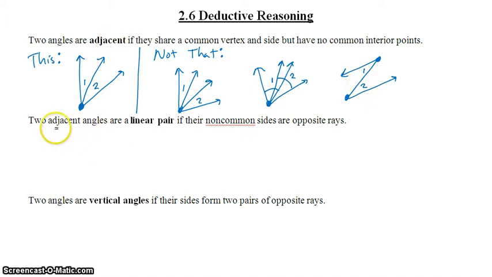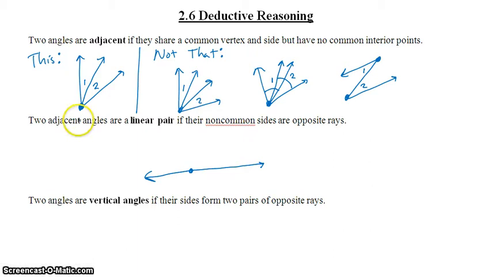A more specific type of adjacent angle is a linear pair. Part of the definition for a linear pair is that the angles have to be adjacent. A linear pair is a pair of adjacent angles where their non-common sides form opposite rays. Well, what does an opposite ray look like? Well, if we have one ray going in this direction, opposite of that ray would be this. So opposite rays really form one line.